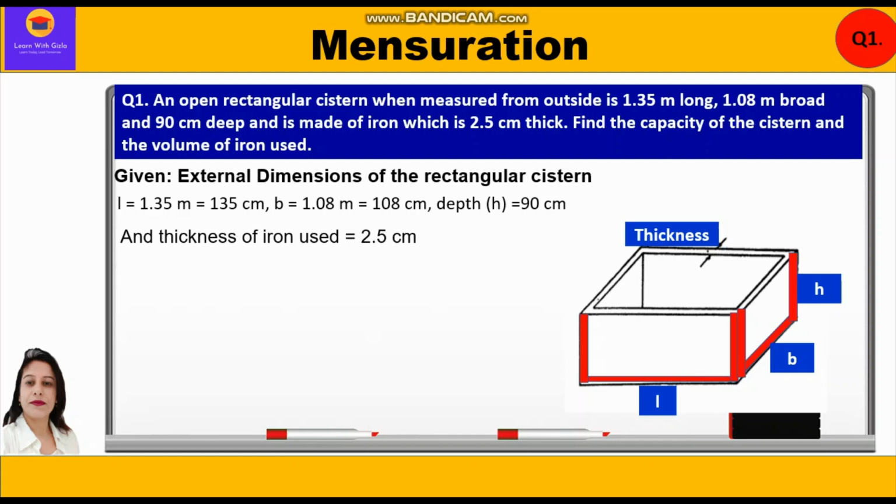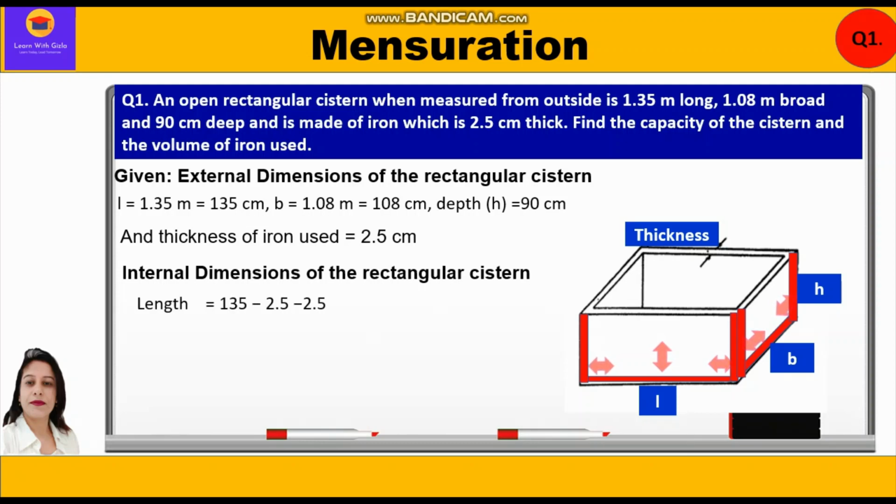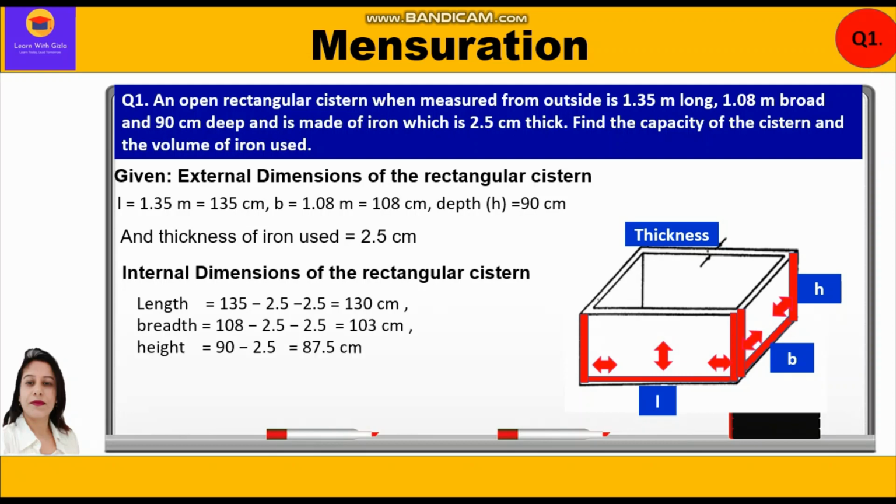Now because of this thickness of iron, our internal dimensions will be different from the external dimensions. Like you can see in the given figure, the length is reduced because of the thickness on either side, and thickness is 2.5 centimeter on either side. So the outer length, which was 135 centimeter, we will subtract 2.5 minus 2.5 and we'll get 130 centimeter. Similarly, in case of breadth, 108 minus 2.5 minus 2.5, we will get 103 centimeter, as on either side we have the thickness.